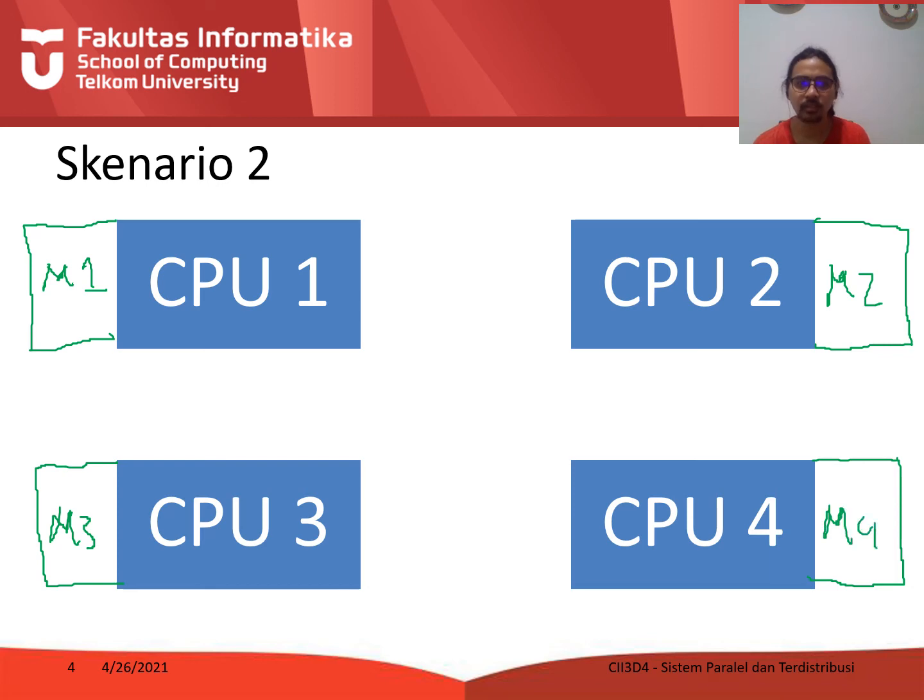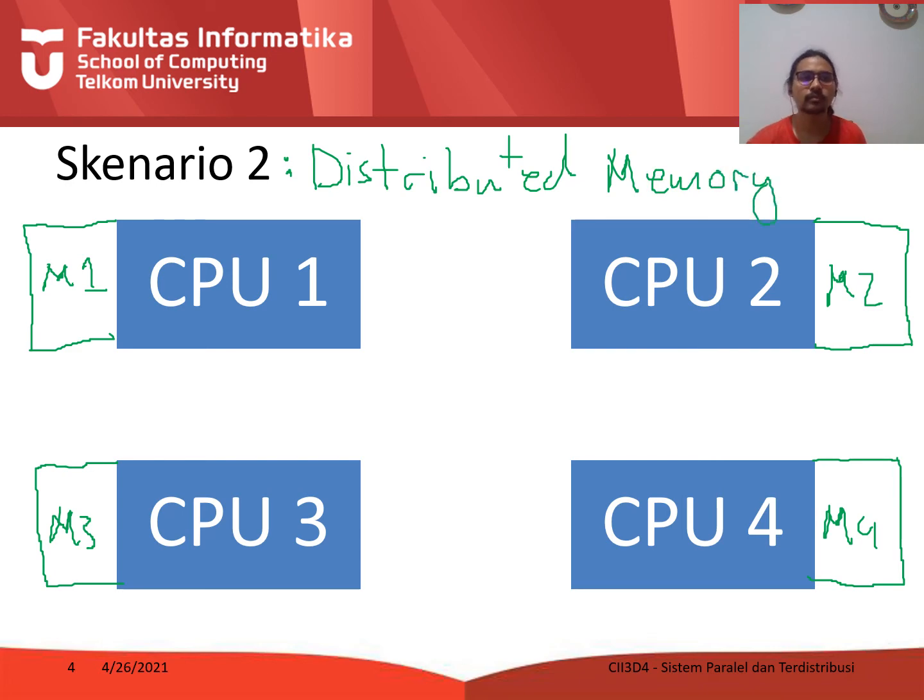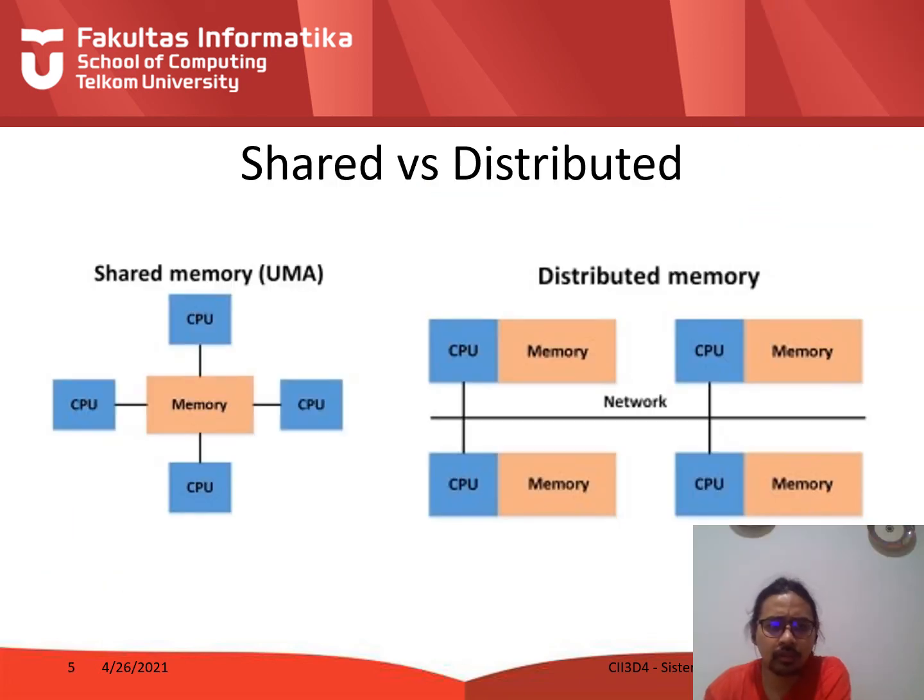This one is called distributed memory, and distributed memory is the opposite of shared memory. What's the difference? If we only concentrate on the CPUs here, for shared memory we have 4 CPUs, and in distributed memory here we have only 4 CPUs.